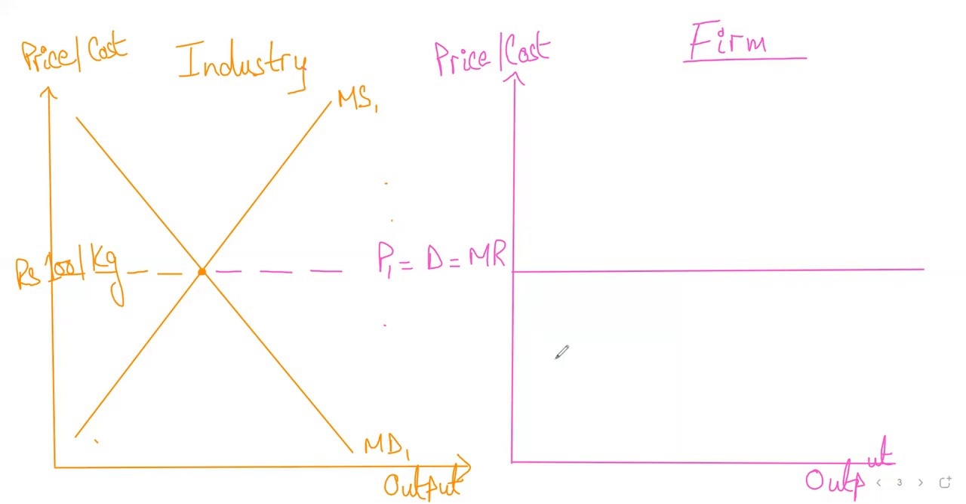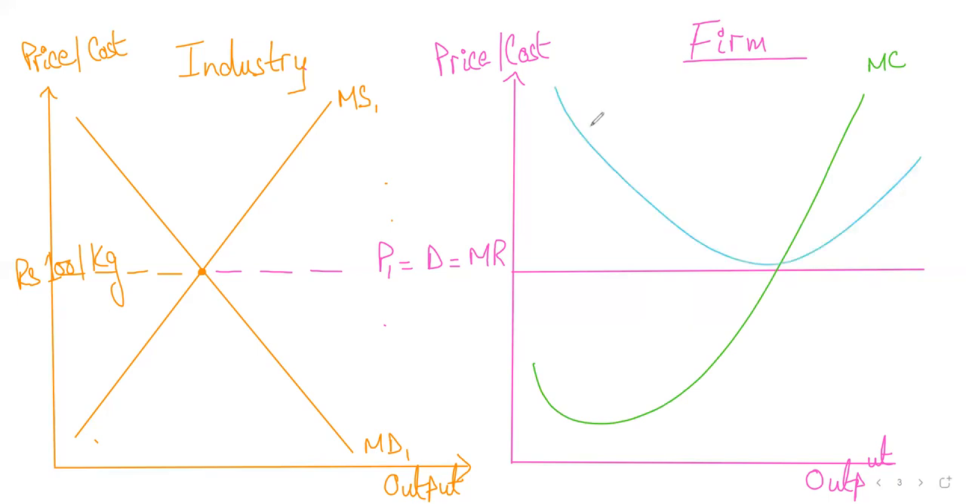Moving forward, let's add some other graphs. We said we will add two other curves on this diagram. One will be the marginal cost, that is a J-shaped graph like this. What is marginal cost? We have already discussed: the addition in cost due to production of one more unit of the good. And the third and last thing that you need to add to this graph is your average total cost, which looks like this. It's a U-shaped graph.